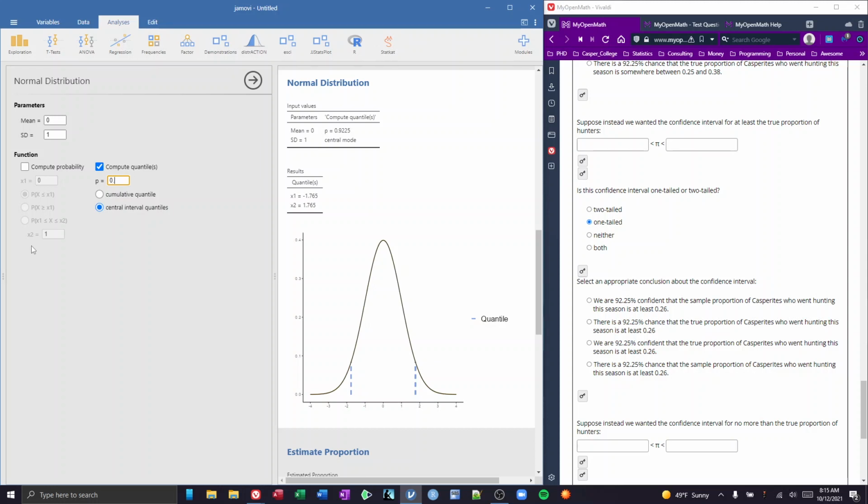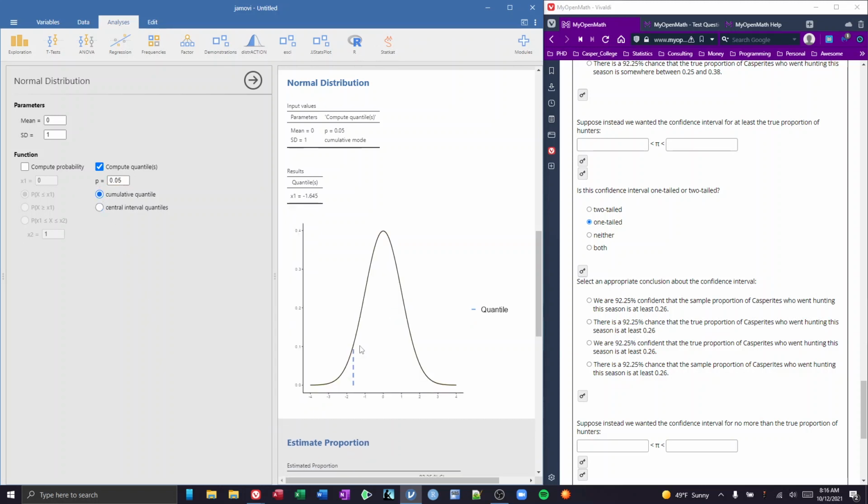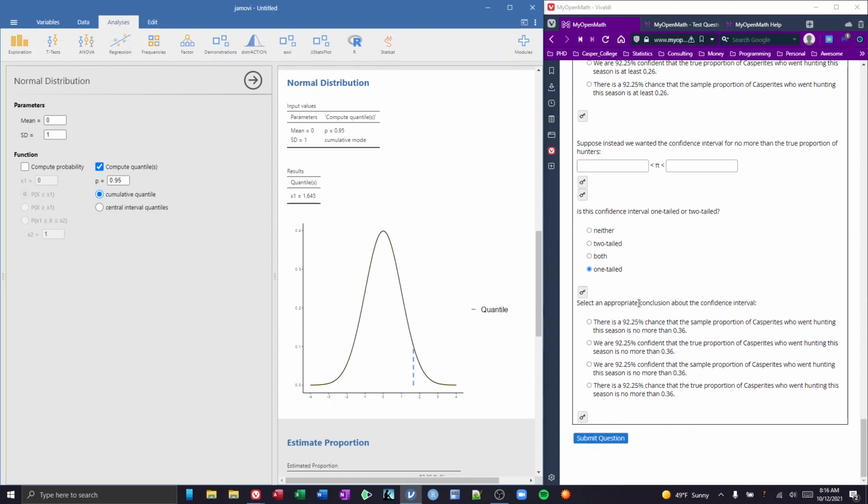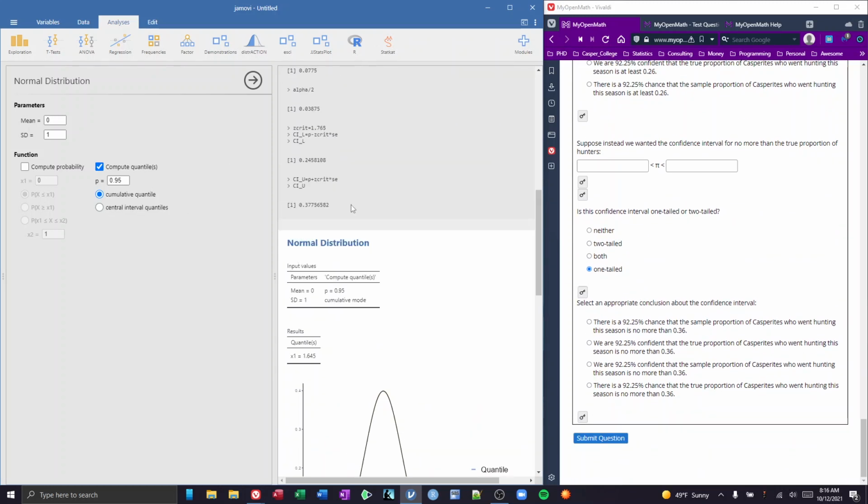So if I did 0.05 real quick, and we did a cumulative quantile, this is the "at least" from this portion all the way above. I want to be 92% confident that we are at least some value. Now, if I wanted to go the other way, I can do 0.95, and I want to say no more. So those are one-tailed because I'm putting all of my error, or all of this alpha, off to one side. Okay, so when we do this, we need to change up our equation just a little bit.